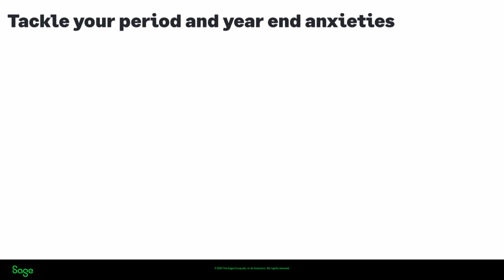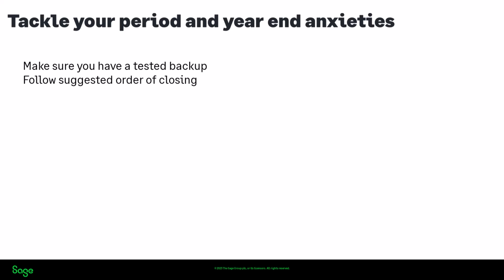There are additional topics available that are module specific that you'll want to review as well. There's a lot to be aware of when you close your period or year, and you want to proceed in a very methodical approach. You want to make sure you have a tested backup, and it's recommended that you do a backup each period and as well at the end of the year. There are a number of ways that you can do backups. You'll want to follow the suggested order of closing.